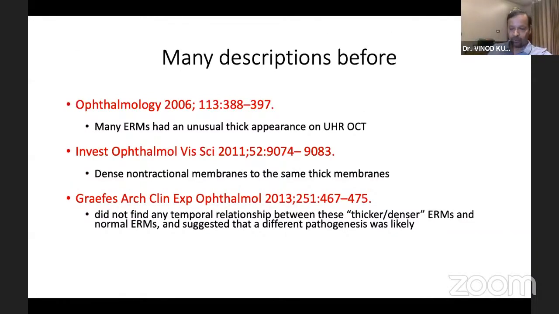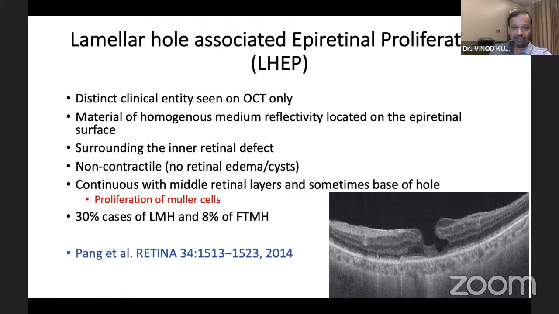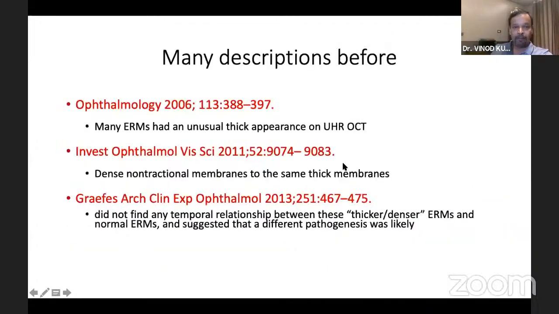Just to mention here, and not to discredit any of the previous authors who have identified it, we must remember that while Pang et al. were the first to characterize it lucidly, many other authors have described it before. The first description was in Ophthalmology in 2006, where the authors described that many of the ERMs in their patients of lamellar macular holes were unusually thick on ultra-high resolution OCT.